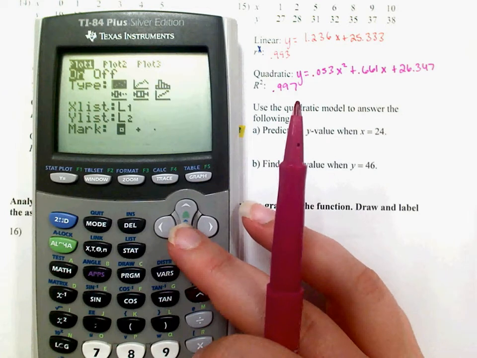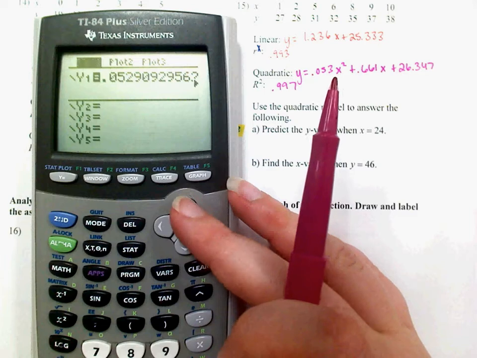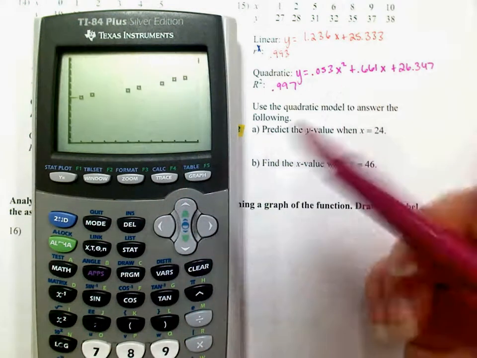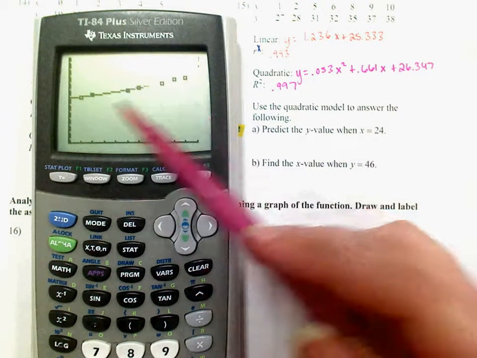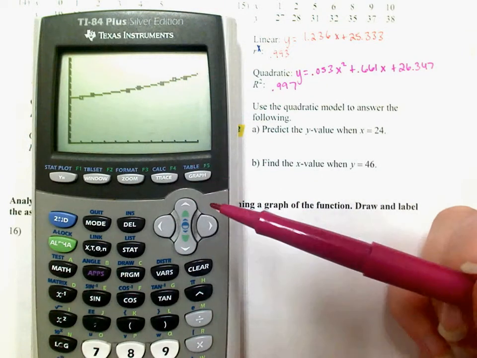Another way to do it is just to go to y equals and go up and press enter to make sure plot 1 is on. But if I press graph, I'm going to see the data, and I'm going to see the beginnings of my, this is a very wide quadratic, but it fits it slightly better than the linear.